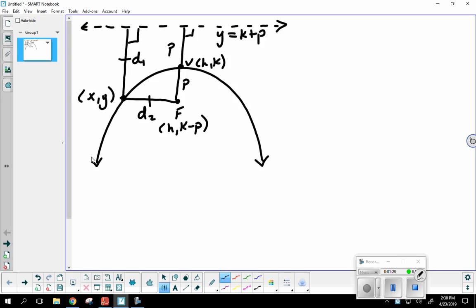Now, using all this information, what I'm hoping to end up with, my final statement, will be the standard form of a parabola that opens down. You'll recognize it: negative 4p times (y minus k) is equal to (x minus h) squared. So that should be my final statement based on my information.